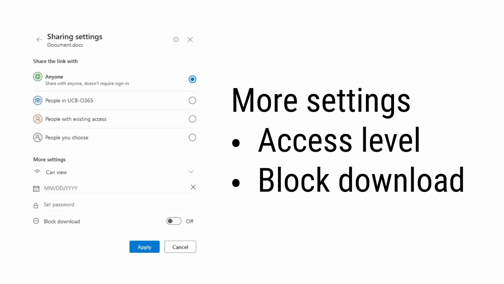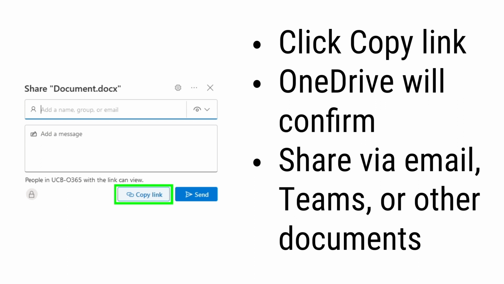Once you're happy with all the settings, click Apply to create the link. You'll go back to the Share menu at this point, where you can click the Copy Link button. You'll see a confirmation message letting you know the link has been copied to your clipboard, and at that point you can feel free to share via email, Teams message, or put it in other documents.